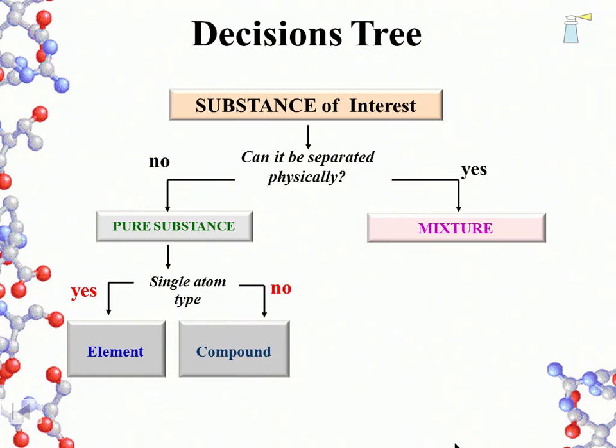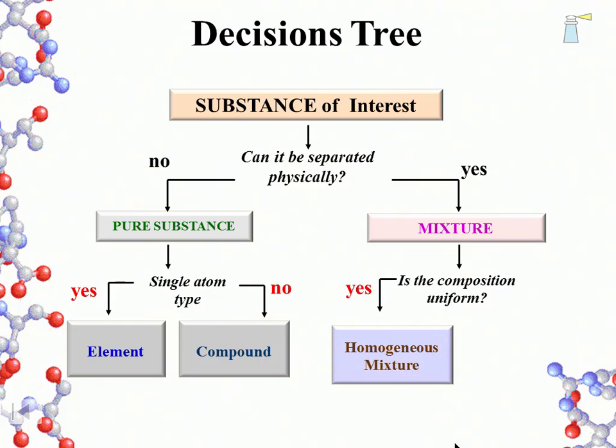Backing up the tree, if the answer to the first question was yes, it is a mixture, the follow-up question will be, is the composition uniform? If the answer to that question is yes, then the substance is a homogeneous mixture. However, if the answer is no, then the substance is a heterogeneous mixture. Four possible classifications using two questions per substance.